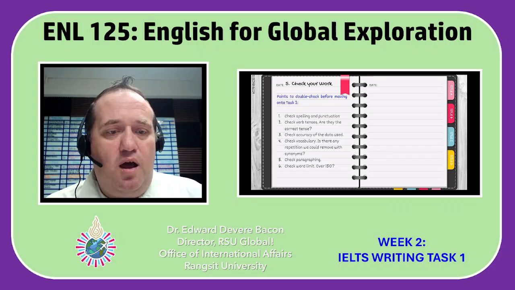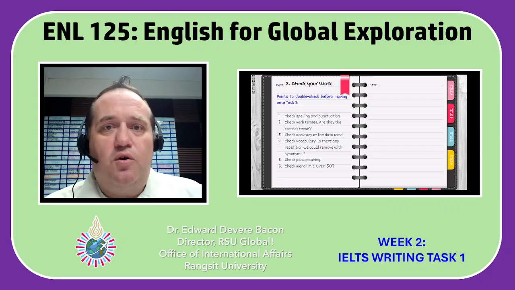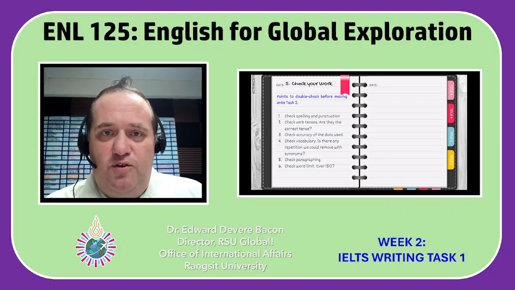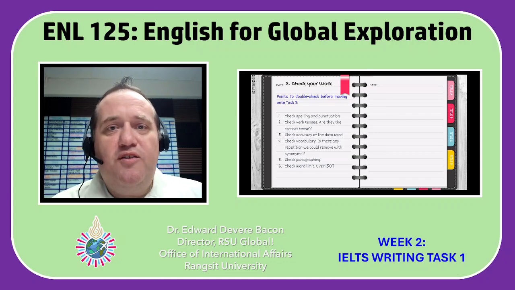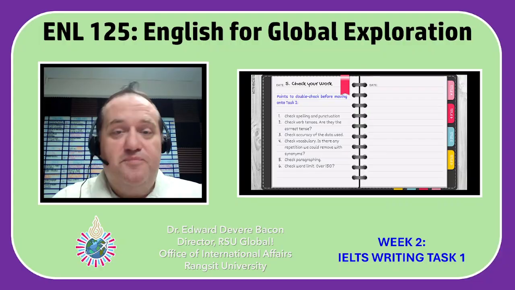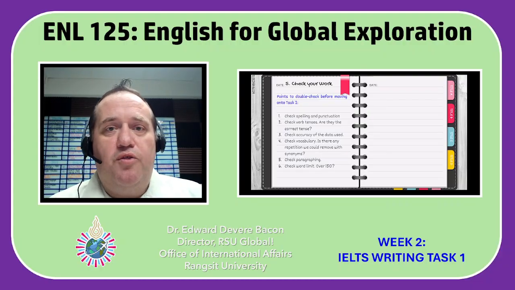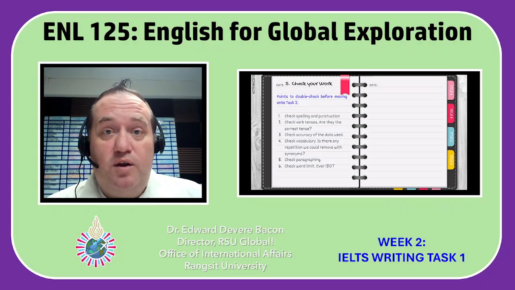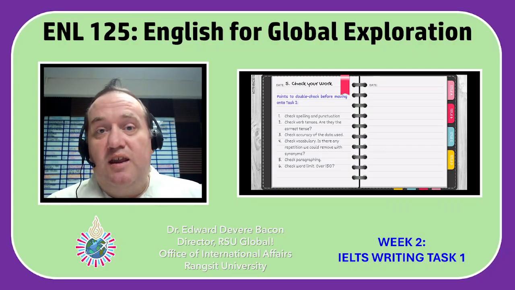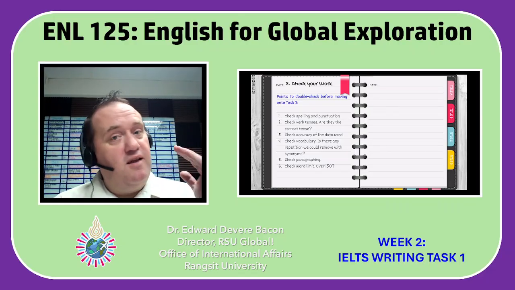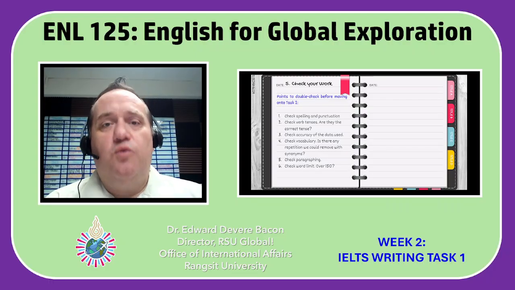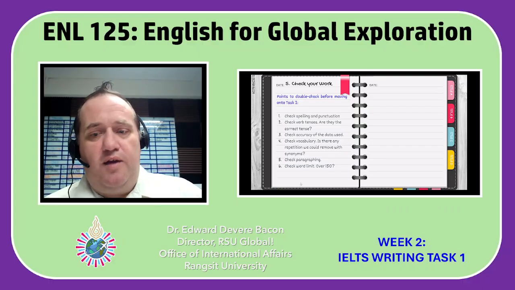Check vocabulary. Is there any repetition we could remove with synonyms? You don't want to use one word too many times, because if you start repeating them, the listeners are going to start counting how many times you say that word. So be liberal with synonyms. Check your paraphrasing. Make sure it's correct. Make sure what the original document said aligns with what you're saying. And last but not least, make sure you write at least 150 words, because if you write under 150 words, you will be deducted for that.